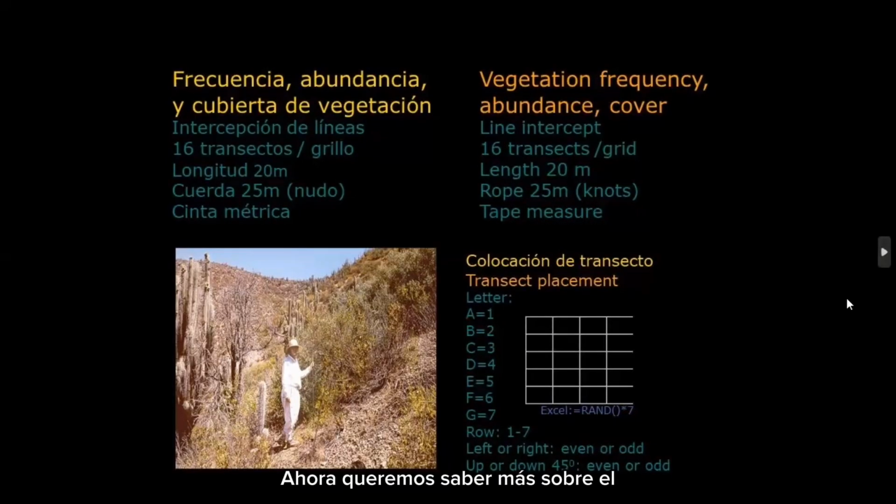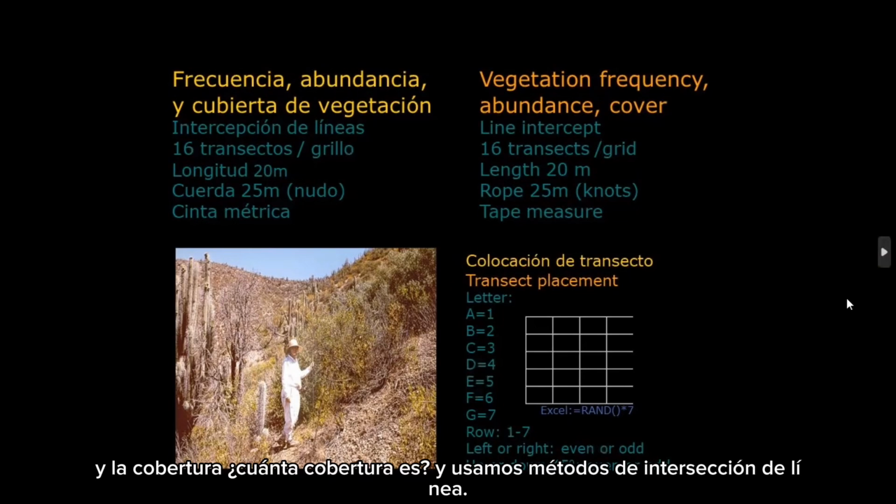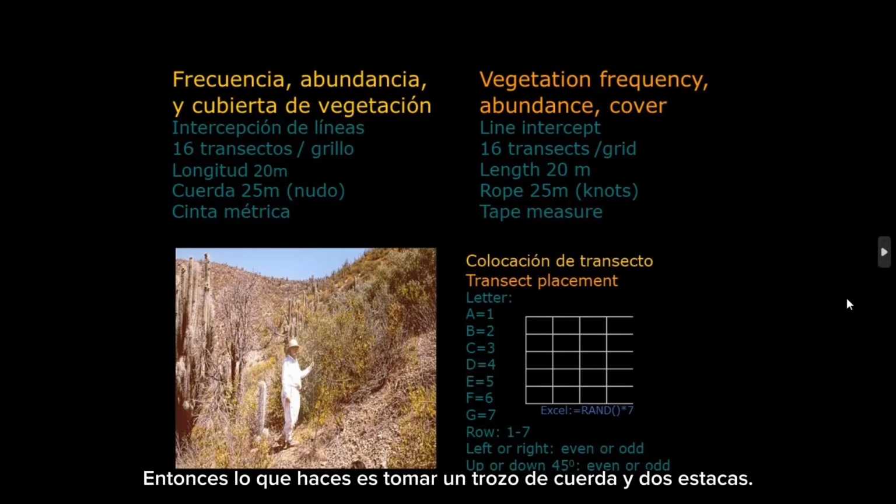Now we want to find out about the vegetation that they need in this habitat of theirs. We're going to look at the frequency and the abundance of the vegetation and the cover, how much cover there is. We used line intercept methods. You take a piece of rope and 2 stakes, and our rope was, I think, 20 meters in length.